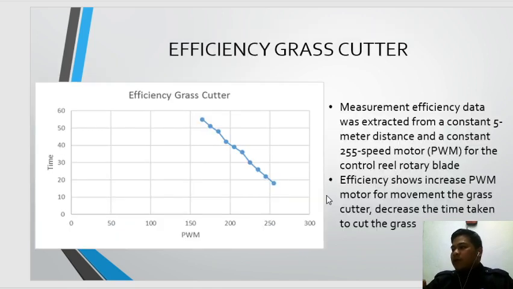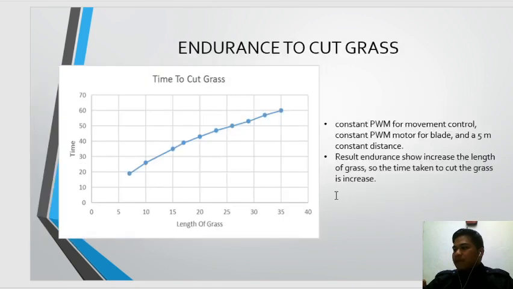For the efficiency of the grass cutter, the efficiency data was extracted from a constant 5 meter distance and a constant 255 speed motor PWM, controlling the rotary blade. The result shows efficiency increases with the PWM of the motor for the movement of the grass cutter, decreasing the time taken to cut the grass.